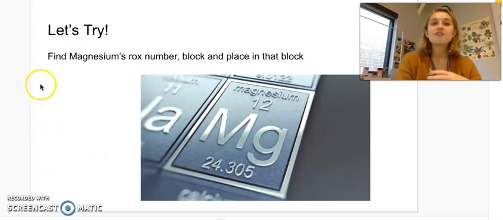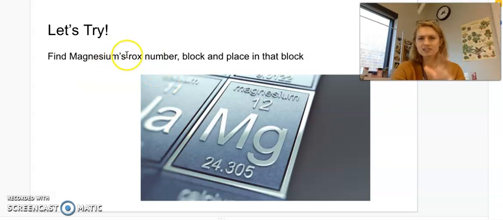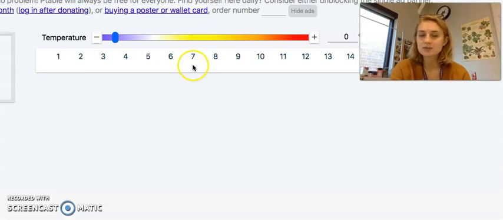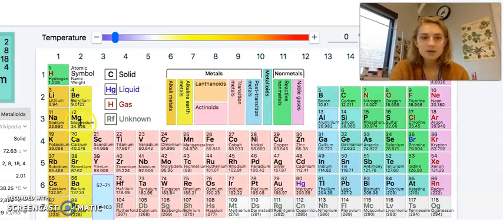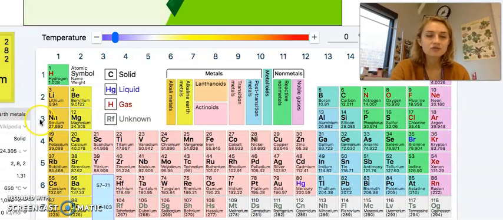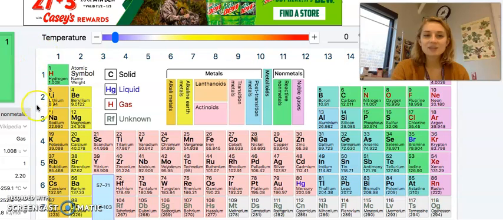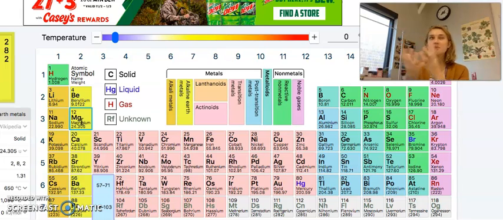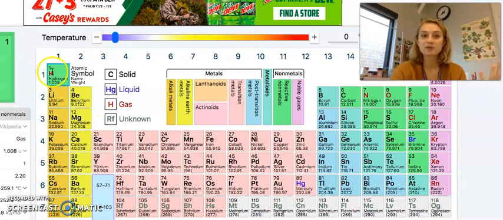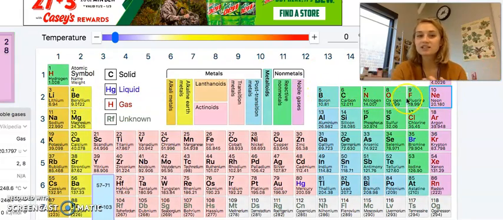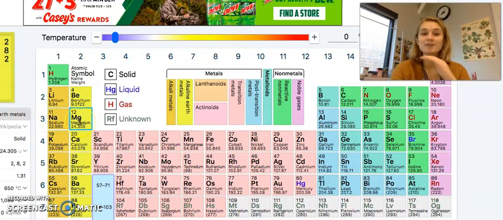So if we practice that, find magnesium's: just the row number, block, and place within that block. So we're going to go to the periodic table. Hopefully most of it will fit. There we go. And so here's magnesium right here. If I look, it's in row 3. It's in that S block, and it's the second one within that block. So the end point of its electron configuration would be 3s2. Then if I was writing out the full thing, I would have to write in everything that comes before that. So I would say, okay, 1s2, 2s2, 2p6, 3s2, and that gets me to magnesium, so that's where I would stop.